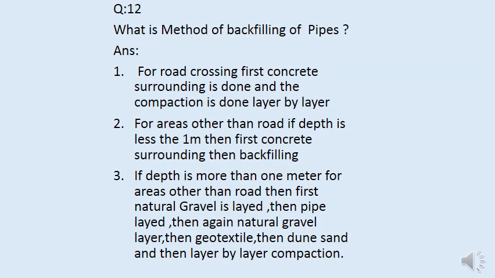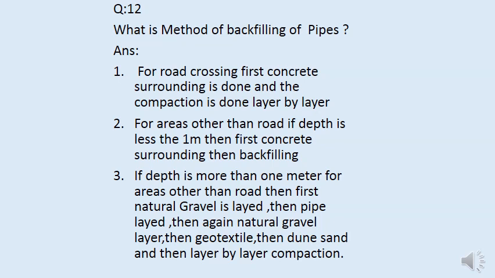And for the areas other than road, if the depth is less than 1 meter, so if the pipes are not in the road and they are in the park or where there is no road, but the depth of the pipe is less than 1 meter, then again the same process will be repeated. Means that we'll do the blinding, we'll lay the pipe, again blinding, and then the layers above will be laid one by one, and every layer will be compacted.